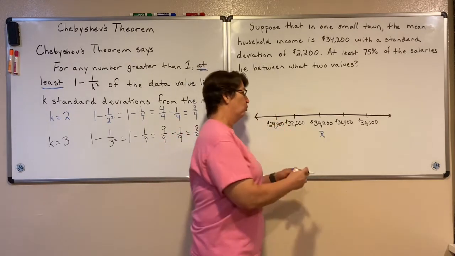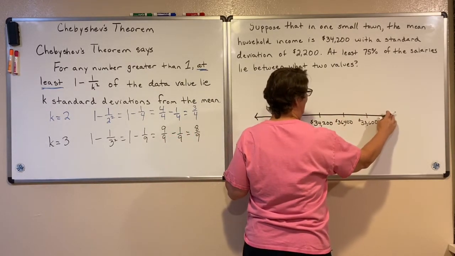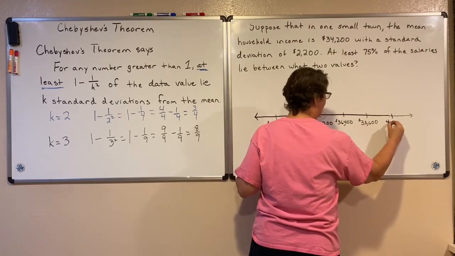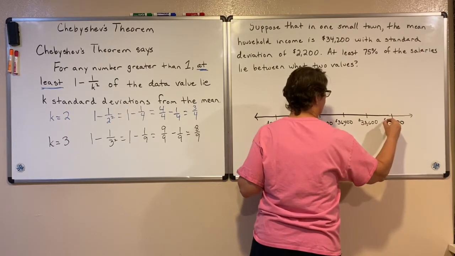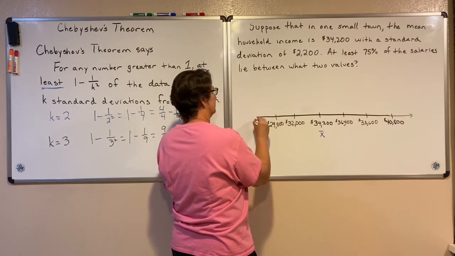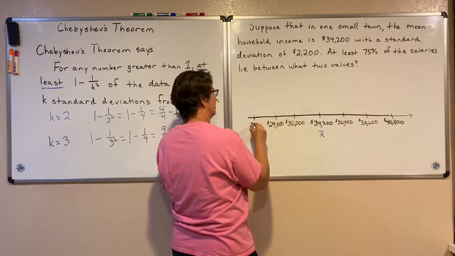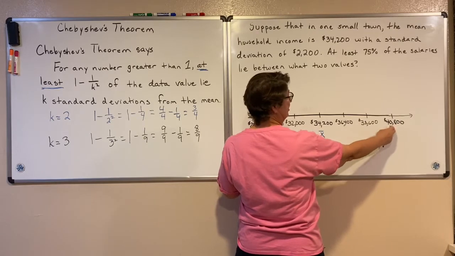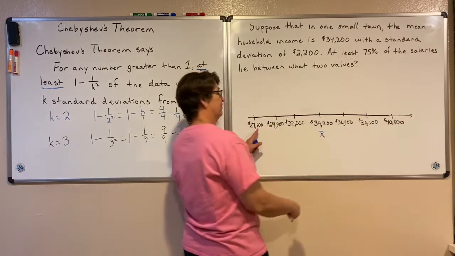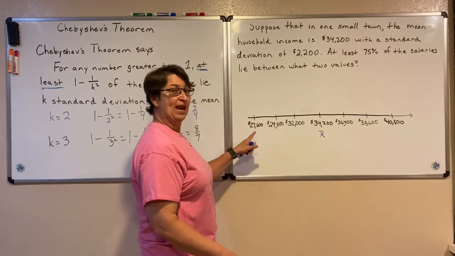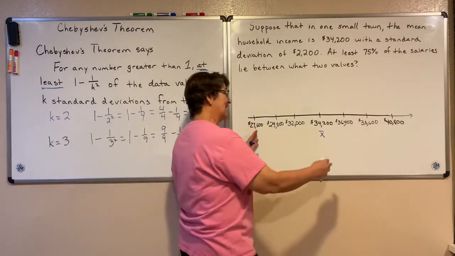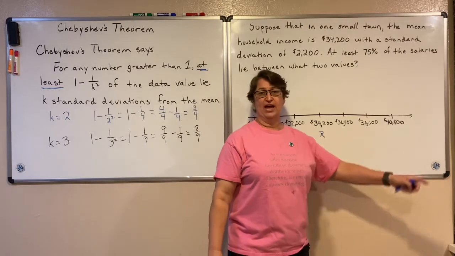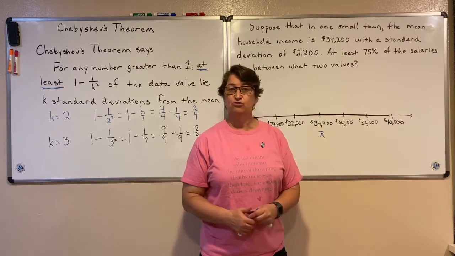So I know if I go out 1 more standard deviation, so if I add another 2,200 to this, so that I'm sitting at 40,800, and if I go back a standard deviation, so that I've gone out 3 standard deviations, that's 3 standard deviations above the mean. This is 3 standard deviations below the mean. I know that 8/9 of my data falls within that 27,600 and 40,800. So I know that 8/9 of those salaries are between that.